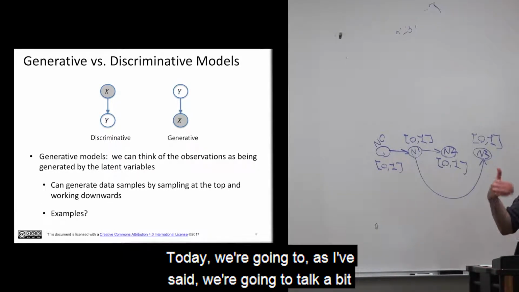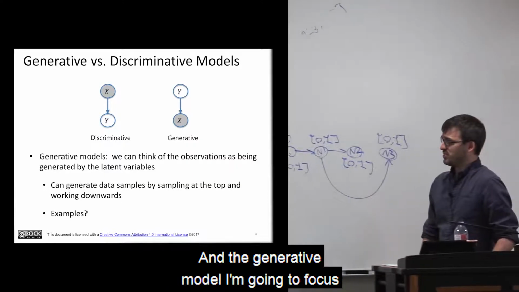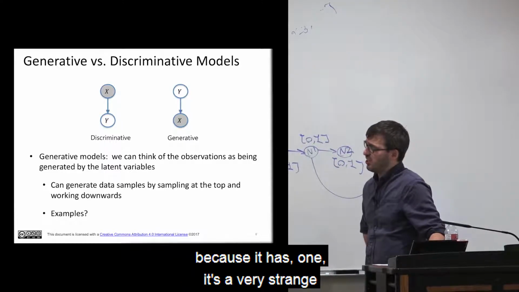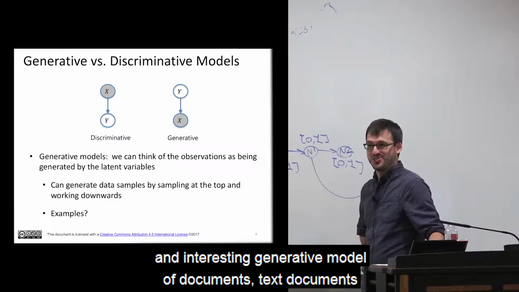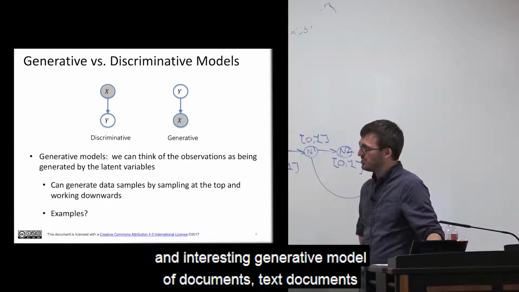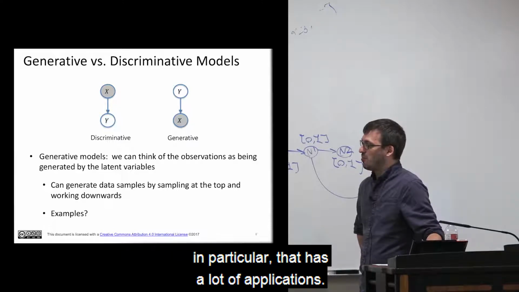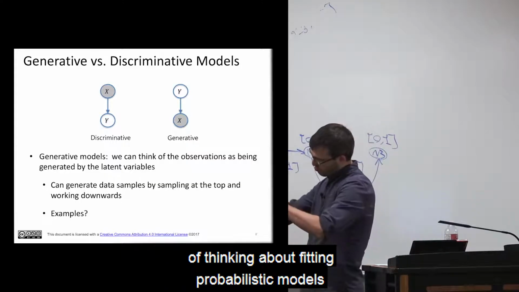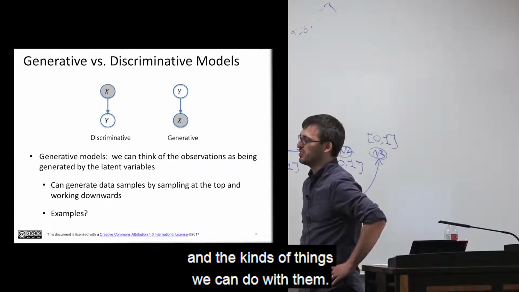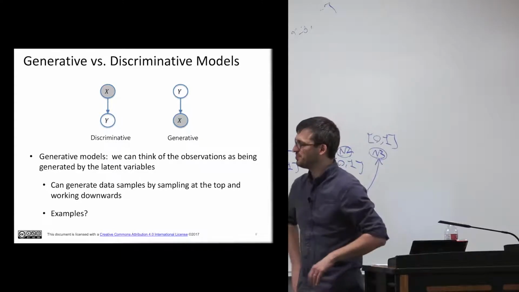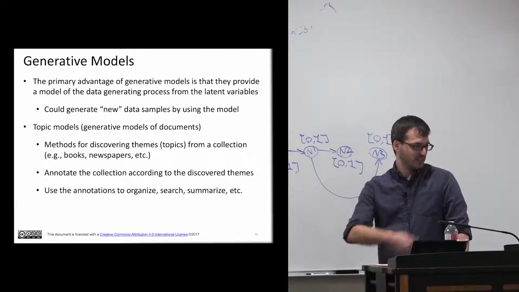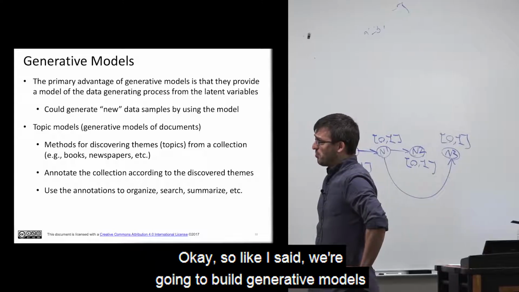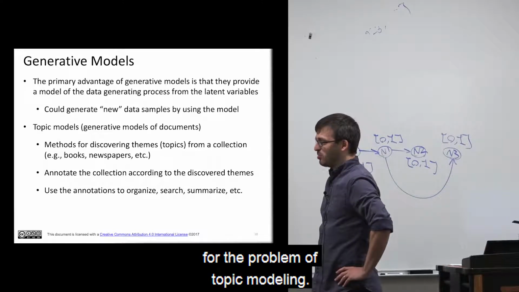Today this afternoon, we're going to talk a bit about generative models. And the generative model I'm going to focus on is something called Latent Dirichlet Allocation, because it's a very strange and interesting generative model of documents, text documents in particular, that has a lot of applications. And as a side effect of that, it presents a very different way of thinking about fitting probabilistic models and the kinds of things we can do with them. So, like I said, we're going to build generative models for the problem of topic modeling.